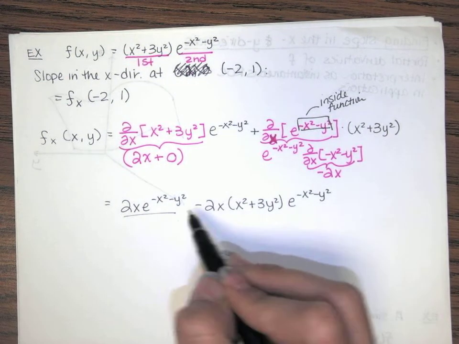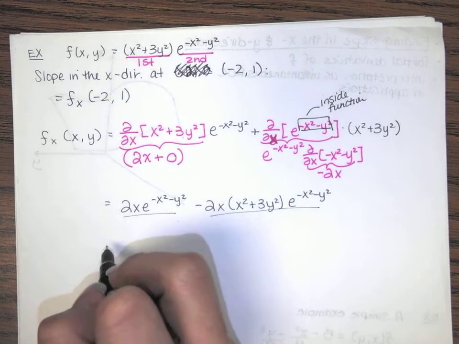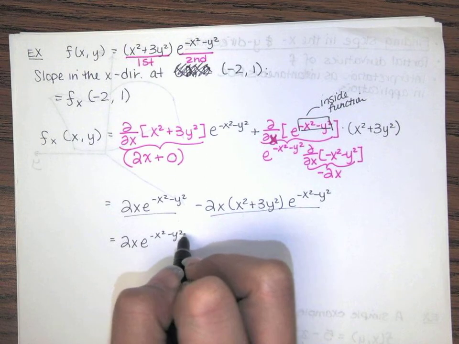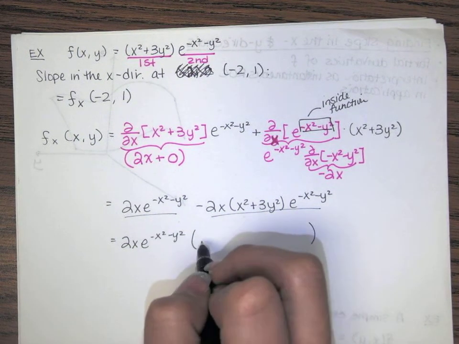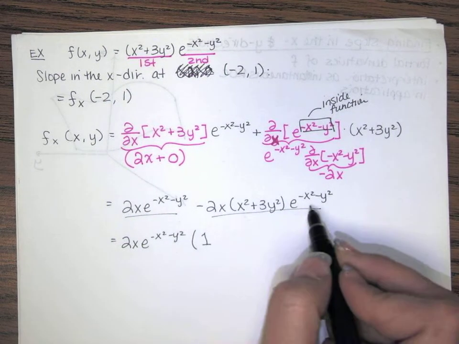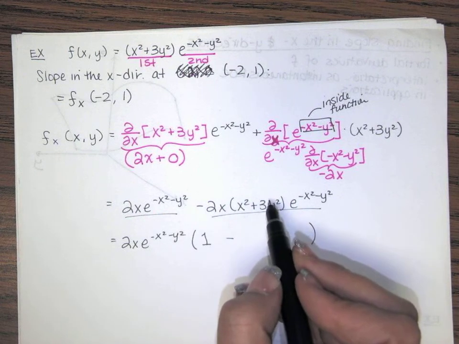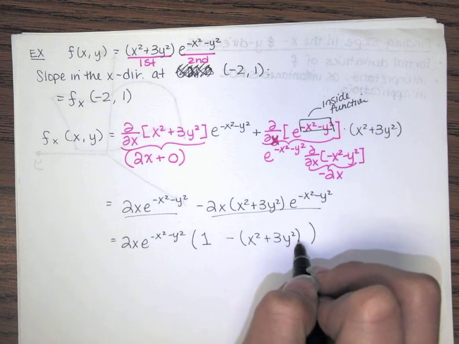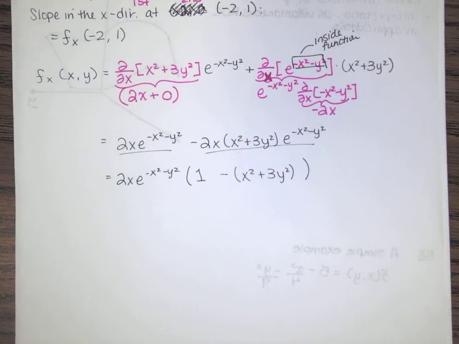So I'm going to look at this guy and this guy, and I'm going to say to myself, what do they have in common? Well, they both have a 2x. They also both have an exponential. And then I ask myself, this times what gives me this first function? It's just a 1. And then I ask myself, this times what gives me the second function? I have a minus that's missing, and this quantity x squared plus 3y squared. Now that's in parentheses, so that negative needs to be distributed to both of these. Okay, so that's my factored form of the partial of f with respect to x.